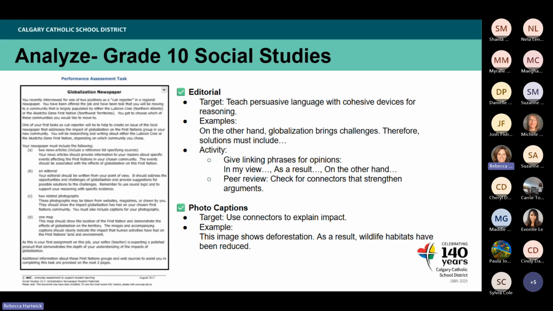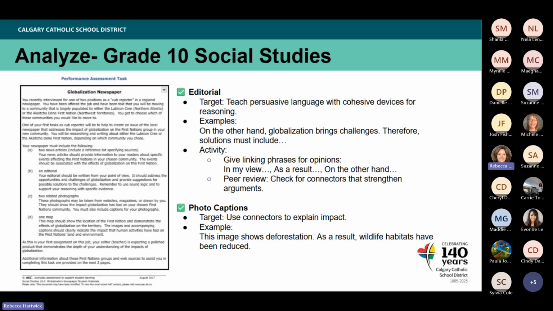Next, we have the editorial section, which is to teach persuasive language with cohesive devices for reasoning. So, on the other hand, globalization brings challenges, therefore solutions must include. The activity is to give linking phrases for opinions: in my view, as a result, on the other hand, and then peer review could check for connectors that strengthen arguments.